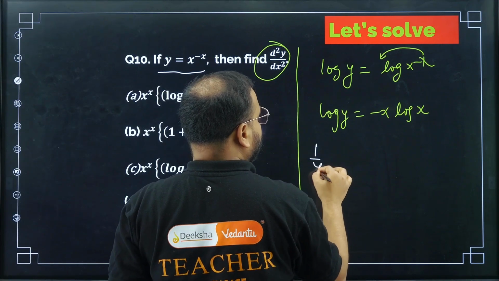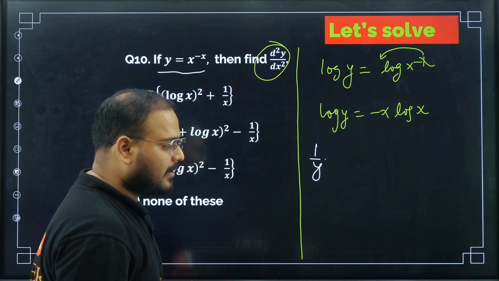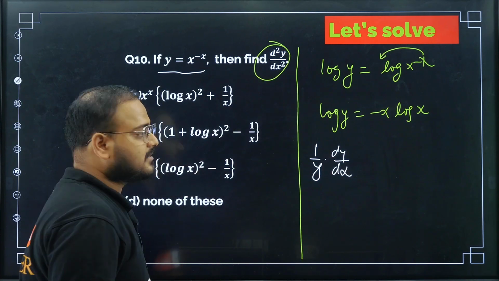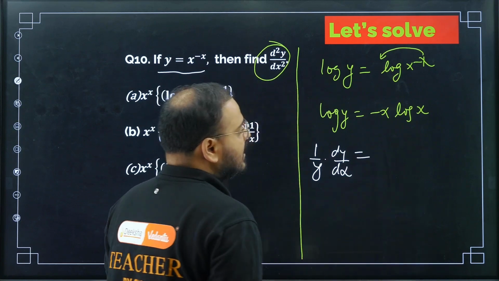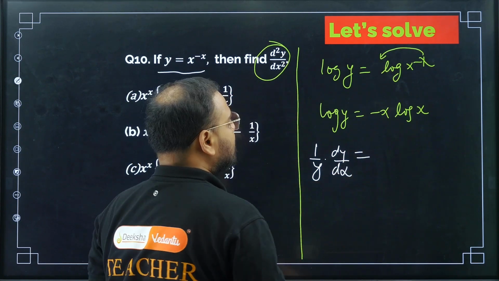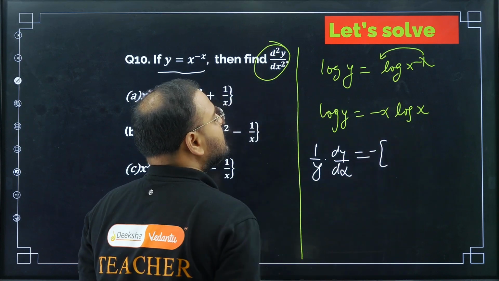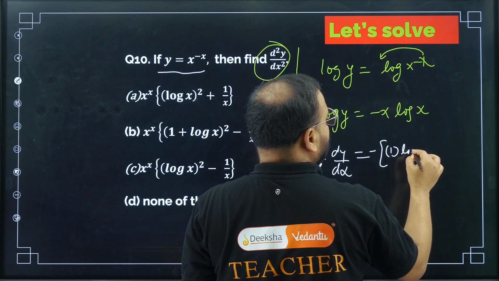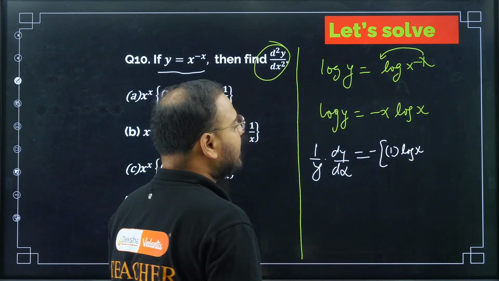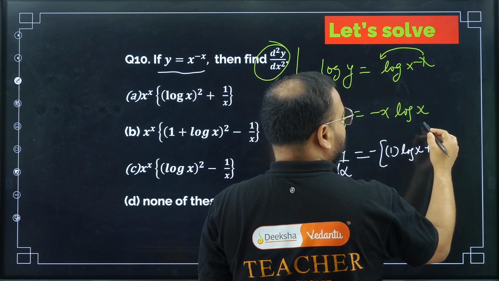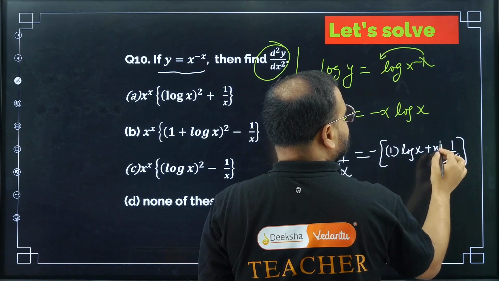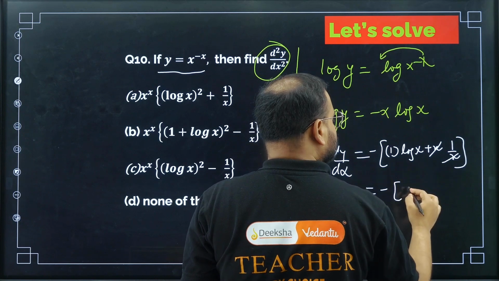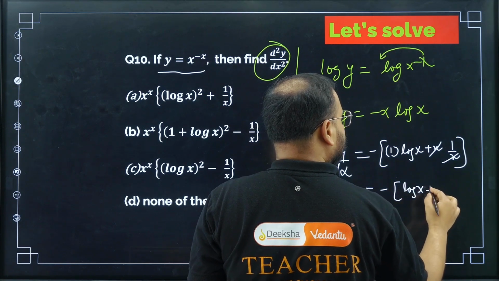I get 1 by y, since the differentiation of log y is 1 by y dy by dx. And this will be what? I have to use the product rule here, no? So I'll keep the minus sign outside. For x first, I'll get 1 times log x kept as it is. Next, I keep x as it is and differentiate log x, so 1 upon x, x and x go out. How much is that? Minus, log x plus 1.